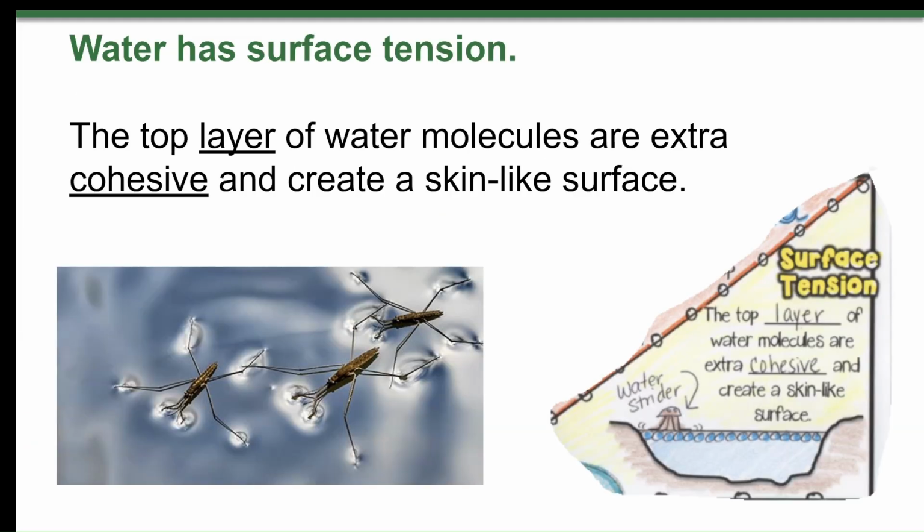And because water can stick to other water molecules, it has another property called surface tension. Over here, you can see that if you have a body of water, the top layer of water molecules are extra cohesive and create almost a skin-like surface. Some organisms can take advantage of that. You have these bugs here that can actually balance their entire body weight on top of the water without breaking the surface tension of the water. So water has surface tension, and that is because of its cohesive properties.